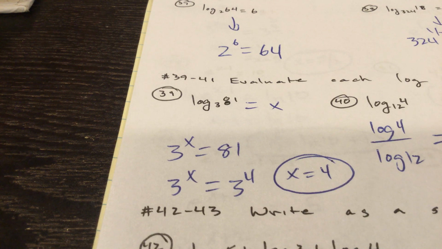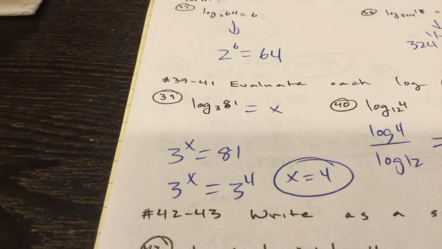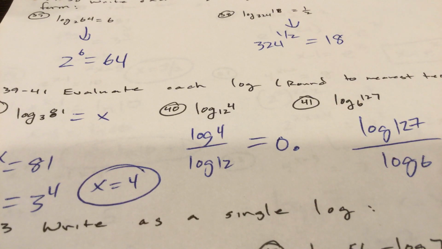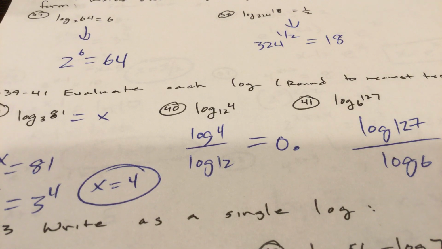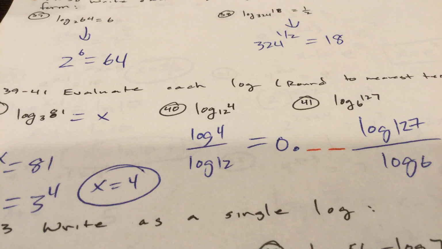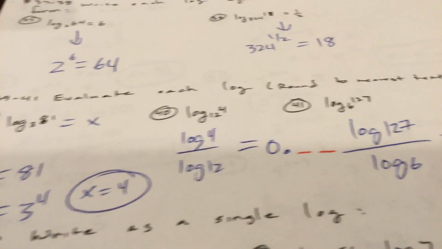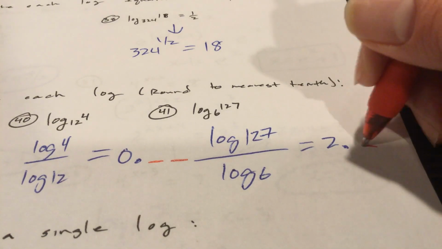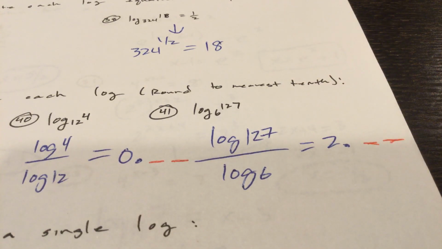And down here, folks, I do not currently have a calculator on me. So log base 12 of 4 is going to be log 4 divided by log 12, which you use your calculator to fill in. If you write it as log 4 over log 12, that's fine. Log base 6 of 127 would be log 127 divided by log 6. I know that's 2 point something. Use your calculator for that, or you can leave it as log 127 divided by log 6.